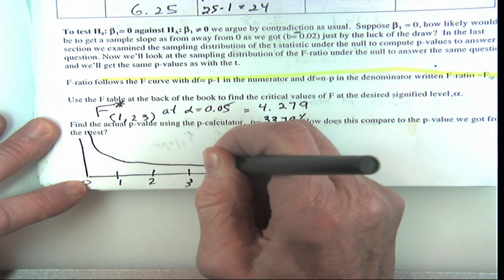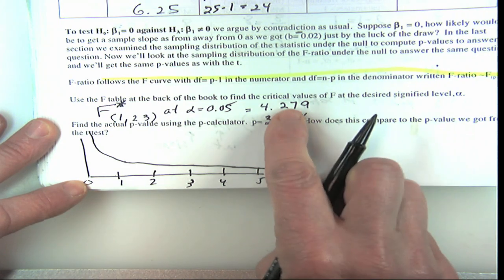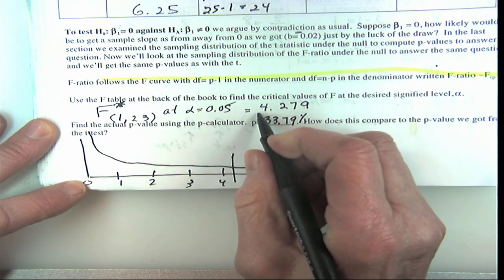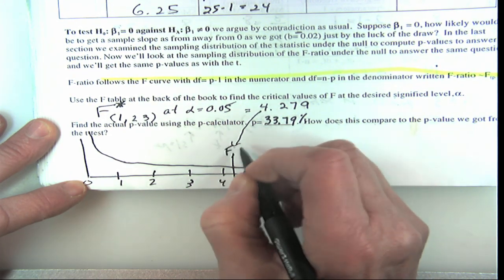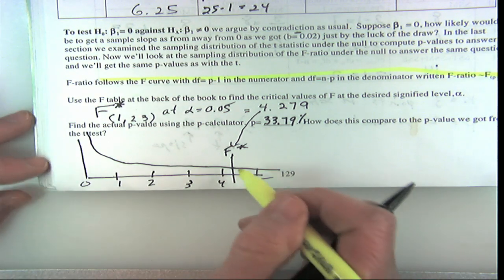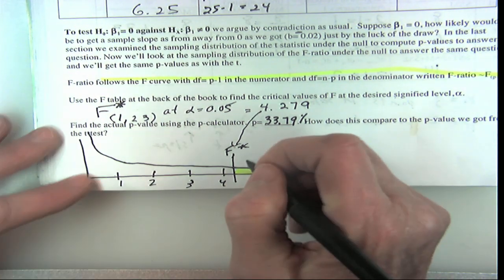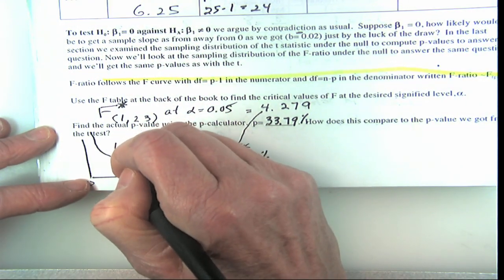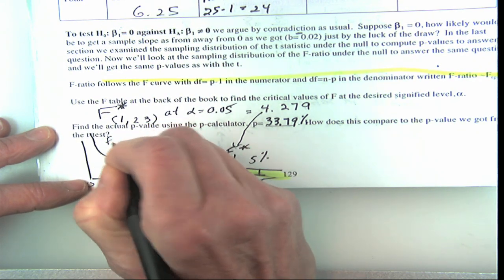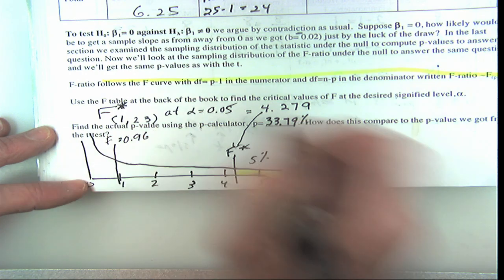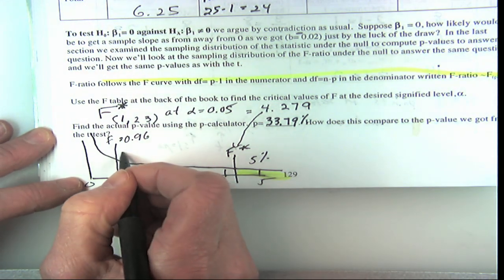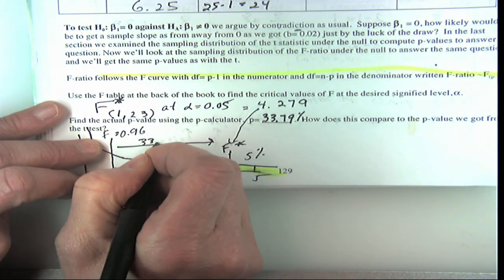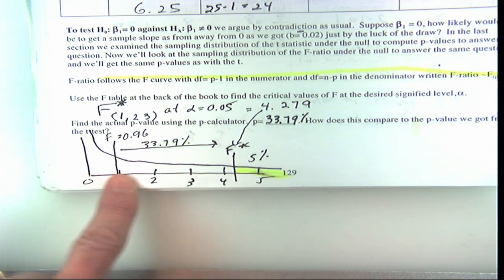Then it goes way out, and by the time we got to our critical value, that's this. That's our F star. We only had 5%, so this right here is 5%. But our actual F statistic was 0.96. And from here all the way to there is 33.79%.